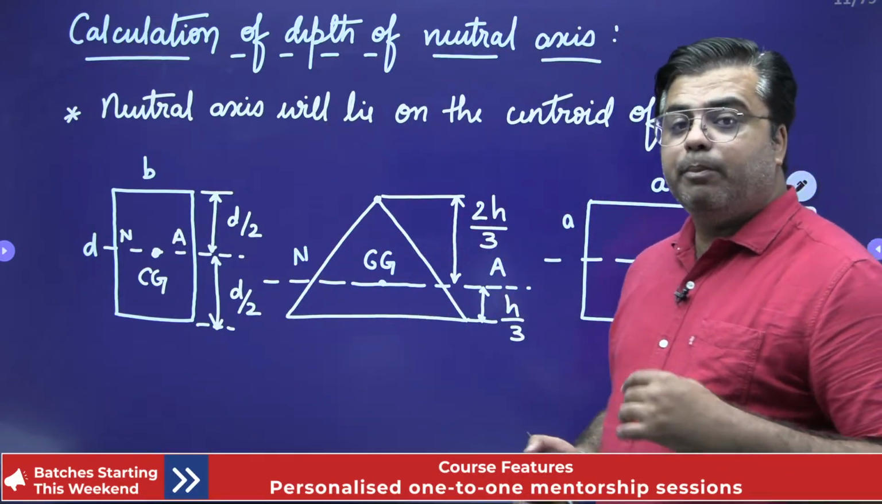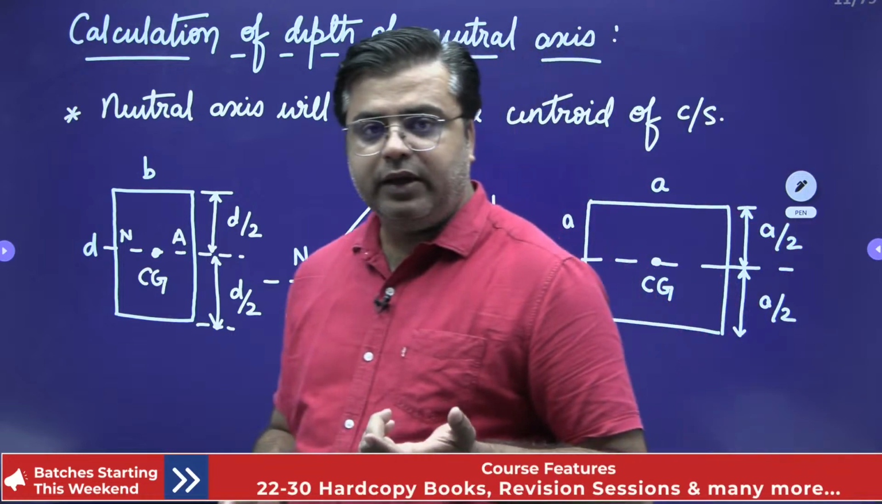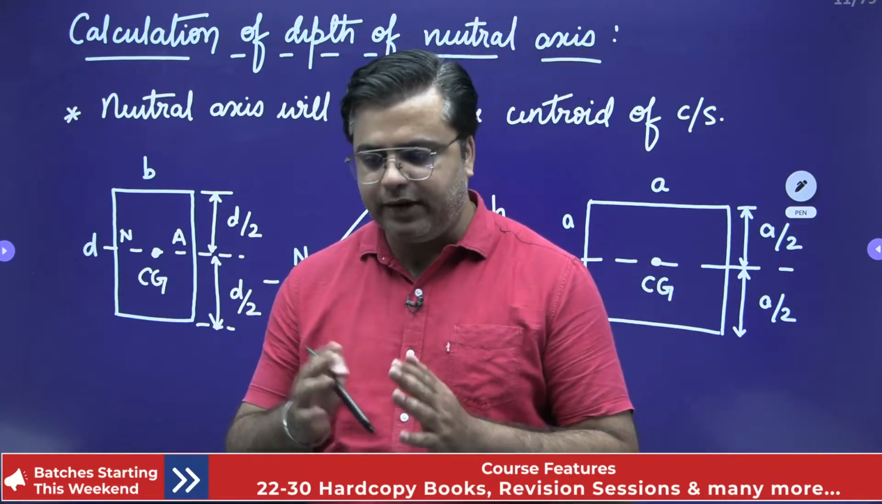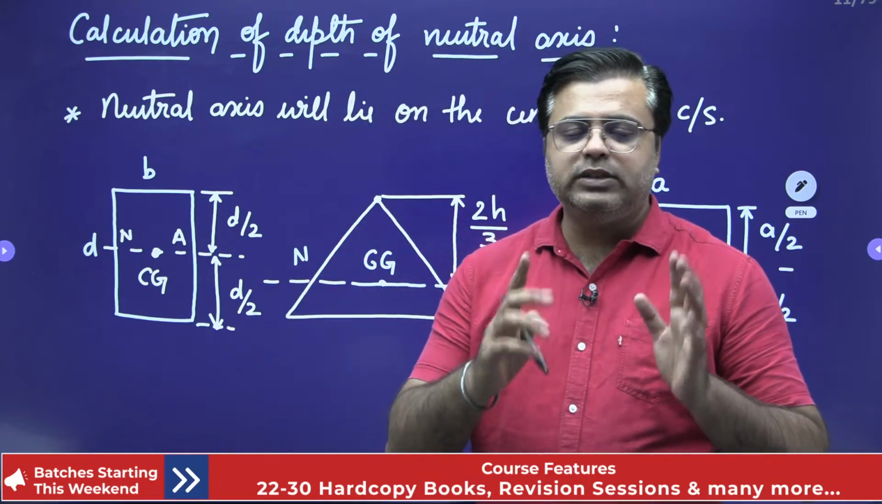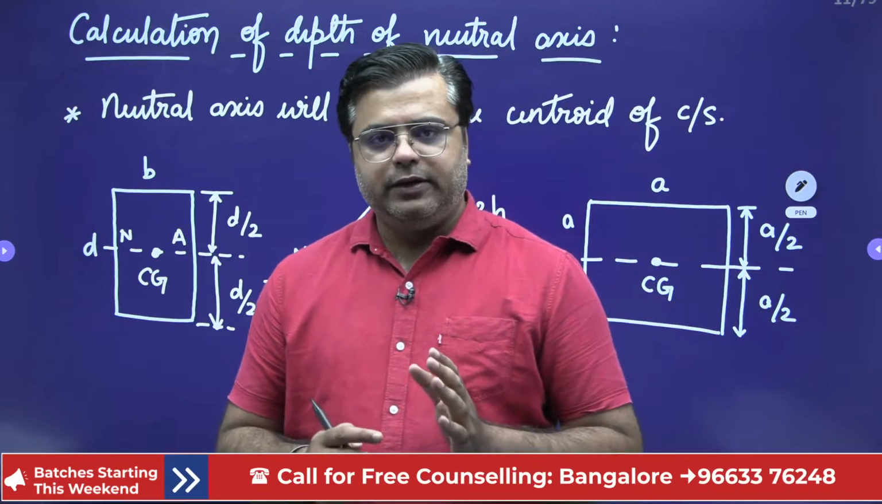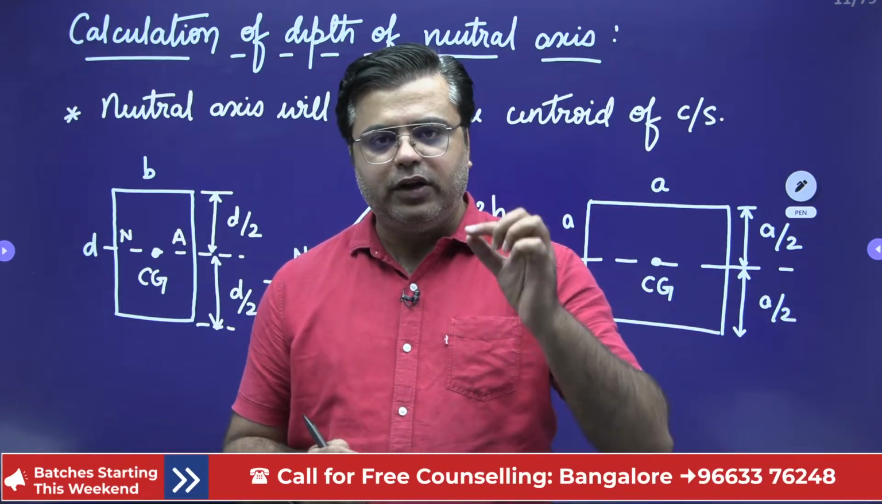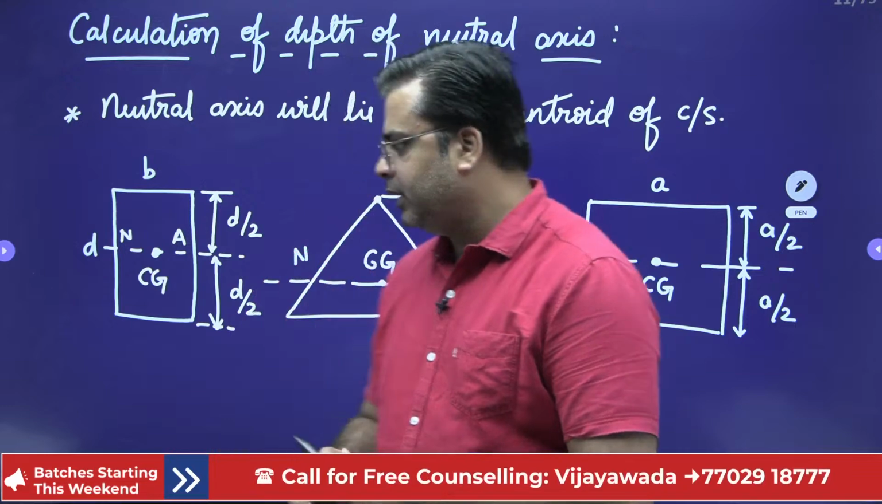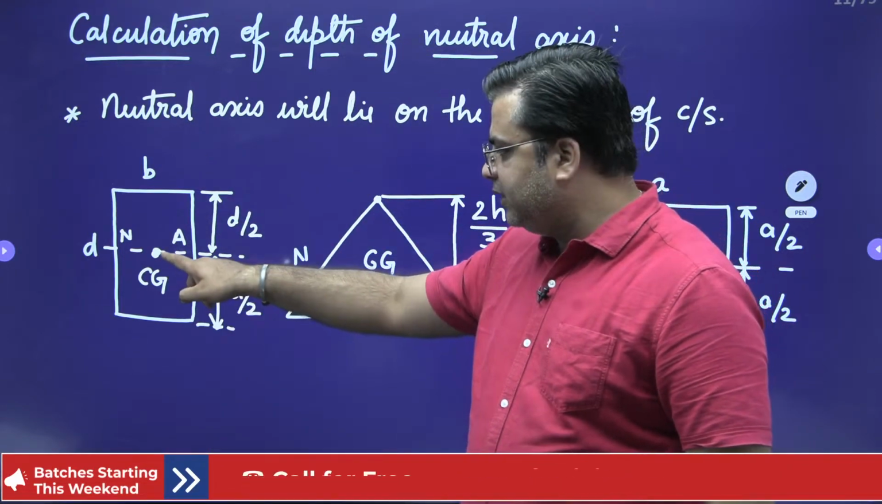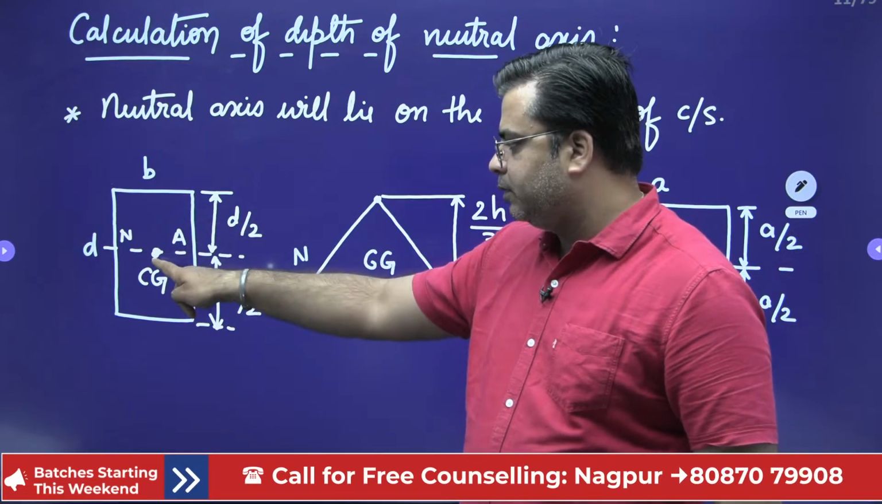But when some complicated figures are there, then in that case, we need to calculate the position of the neutral axis. That we are going to see just now. First thing, if any symmetrical figure is there, then the location of the neutral axis will be at the midpoint. As you can see here, this rectangle is a symmetrical figure. So the CG will be at the midpoint of this depth.